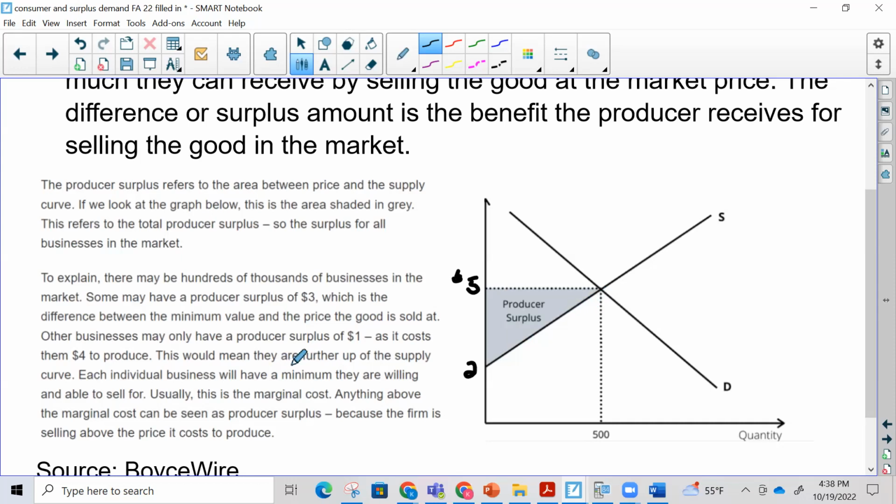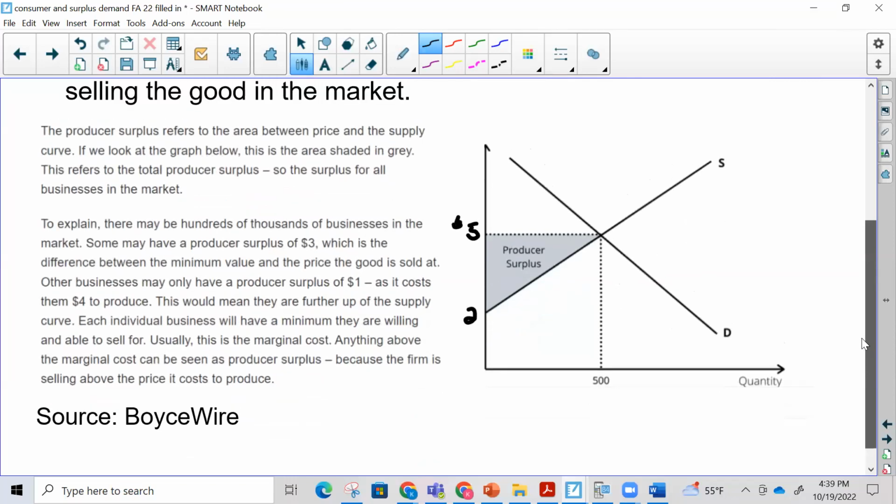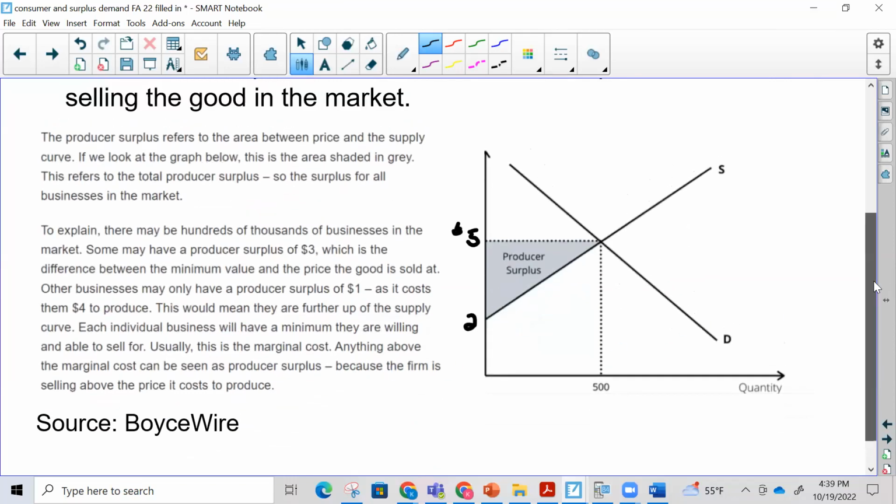Each individual business will have a minimum they're willing and able to sell for. Usually this is the marginal cost, and so this supply curve usually represents the marginal cost. Anything above the marginal cost can be seen as a producer surplus because the firm is selling above the price it costs to produce. Okay. And this is all from the website VoiceWire.